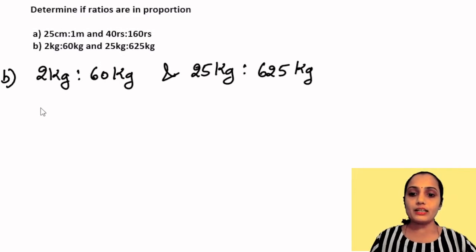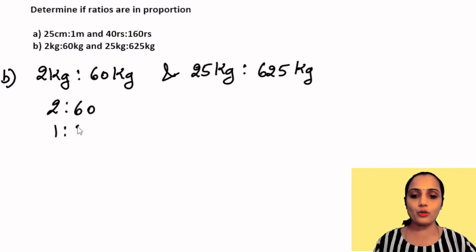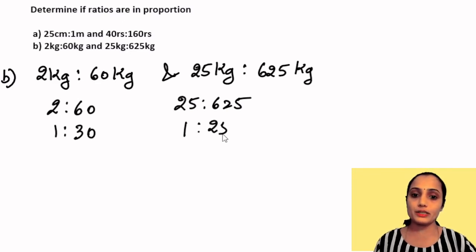The next example: 2 kg is to 60 kg and 25 kg is to 625 kg. Now let's look at both the methods. Since all of them are in the same units, we don't have to worry about changing them. 2 is to 60, reduce it to the simplest form, we get 1 is to 30. And the second one, 25 is to 625. Here 25 is the common factor. So dividing both sides, 25 by 25 is 1 and 625 by 25 gives us 25. So here clearly we can see that they are not equal. They are not in proportion.